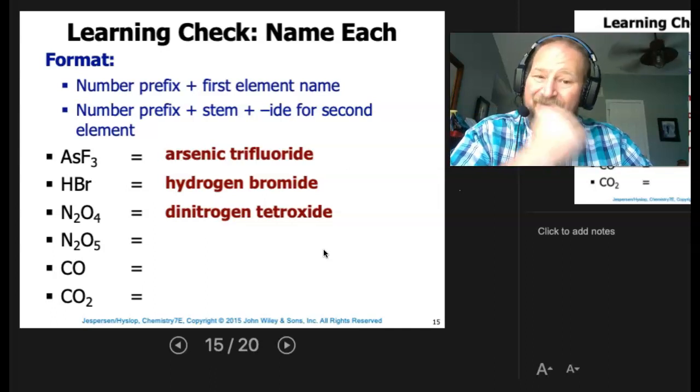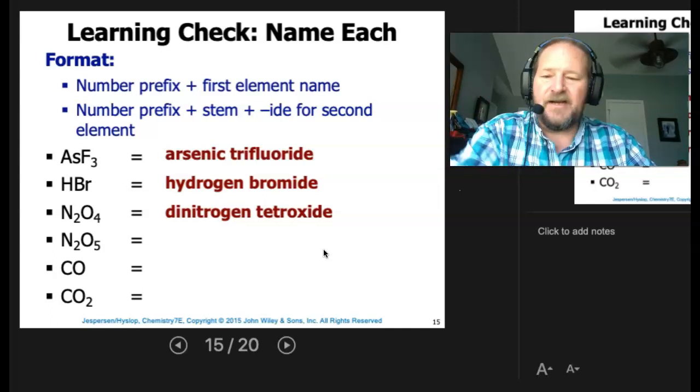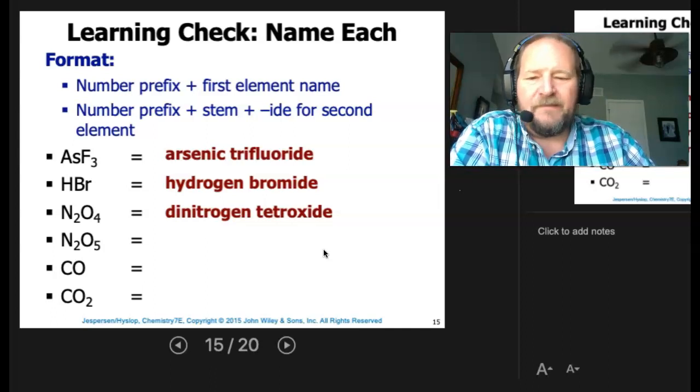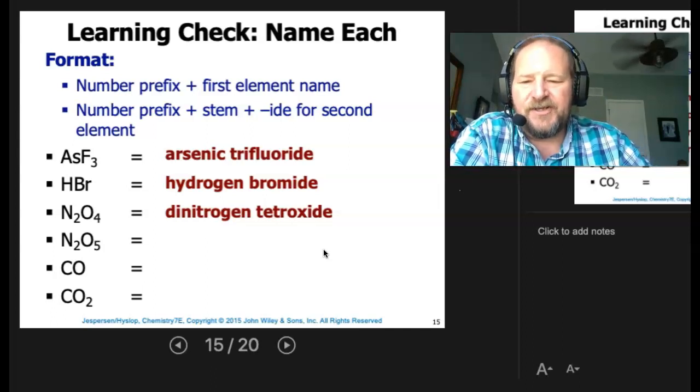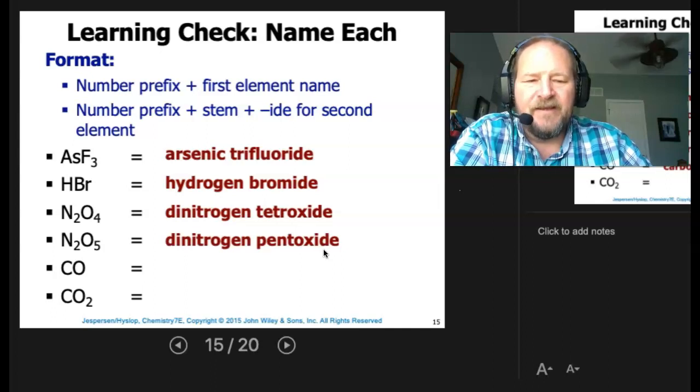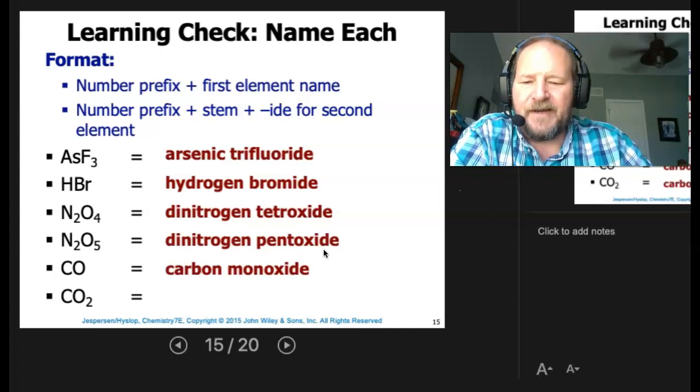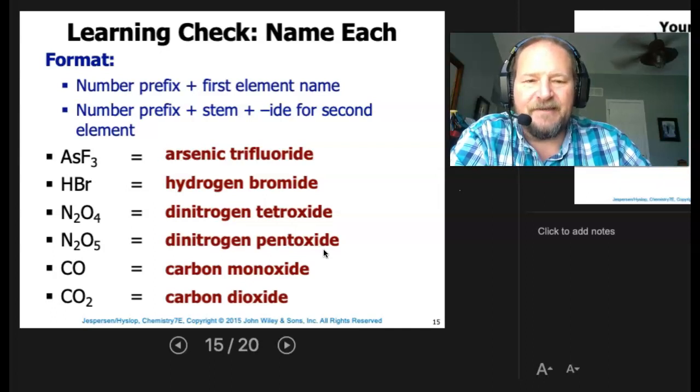N2O5, we have that long vowel sound again. So we're going to cut that A off of our penta prefix for the oxygen. Dinitrogen's the same. So dinitrogen pentoxide. CO, you probably already know, carbon monoxide. CO2, you probably know this one as well, carbon dioxide.